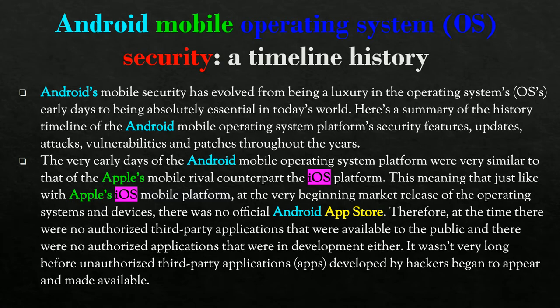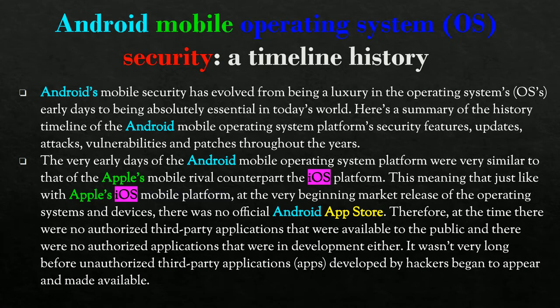So basically, in the very early days of Android, security was basically a luxury, but now it has become absolutely essential in today's world. So here's a summary of the history timeline of the Android mobile operating system and its security features, updates, attacks, vulnerabilities, and all the different patches that were released throughout the years.